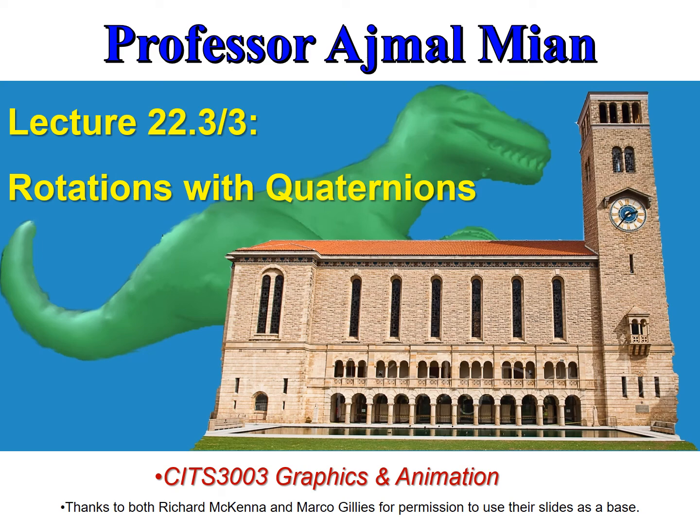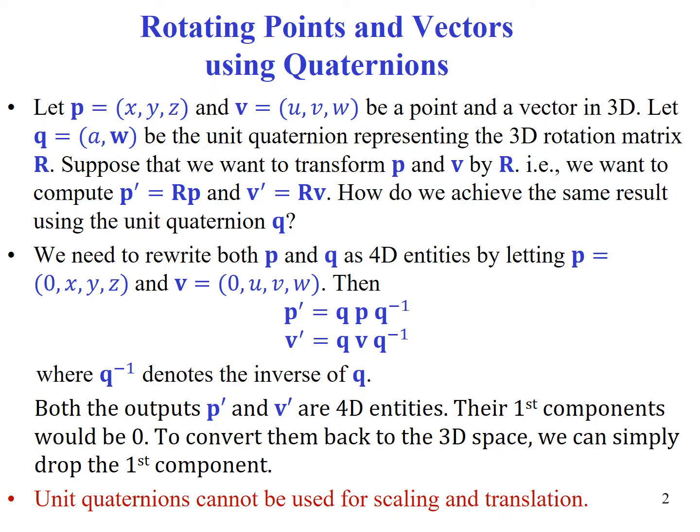Rotations with quaternions. Suppose that we want to rotate a point P and a vector V with a quaternion Q, where Q is a unit quaternion representing the 3D rotation matrix R. And we want to achieve a rotation such as this, R multiplied by P giving us P dash, and R multiplied by V giving us V dash. How can we perform this using the quaternion Q?